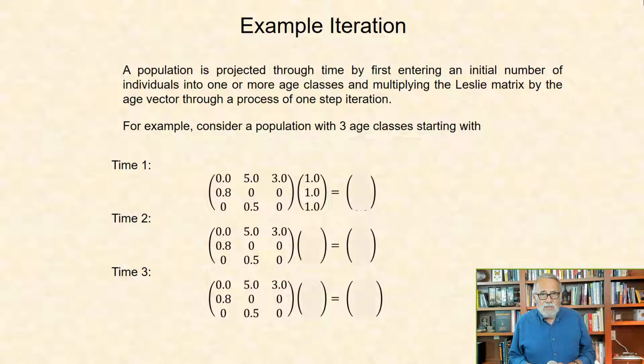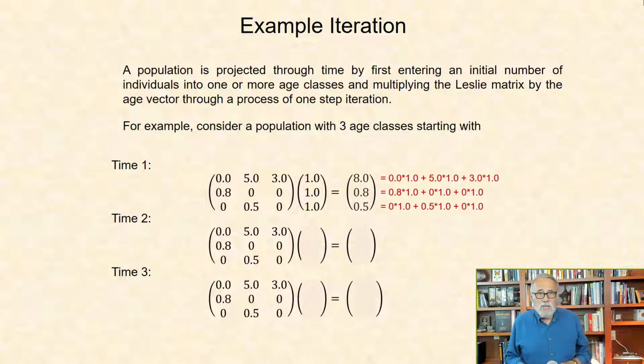Here's an example iteration. A population is projected through time by first entering an initial number of individuals into one or more age classes and multiplying the Leslie matrix by the age vector through a series of one-step iterations. For example, consider a population with 3 age classes starting with this matrix and this vector. Multiplying yields this new vector based on the matrix multiplication seen to the right for each of the elements.